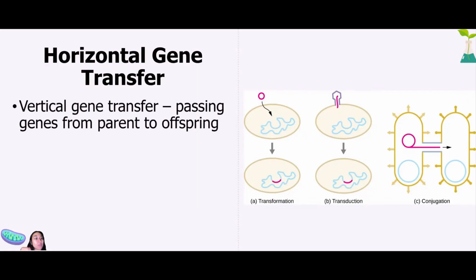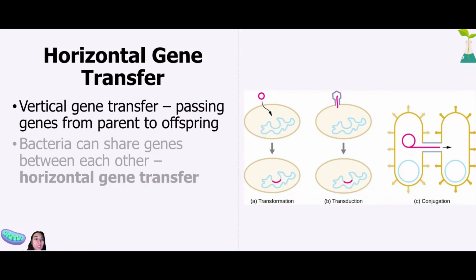And that is different from vertical gene transfer, which is passing your genes from parent to offspring. So, vertical meaning from up to down. That's the normal way that genes are transferred. But bacteria have the ability to basically share genes amongst each other, and that is called horizontal gene transfer. And there are three types of horizontal gene transfer: transformation, transduction, and conjugation.